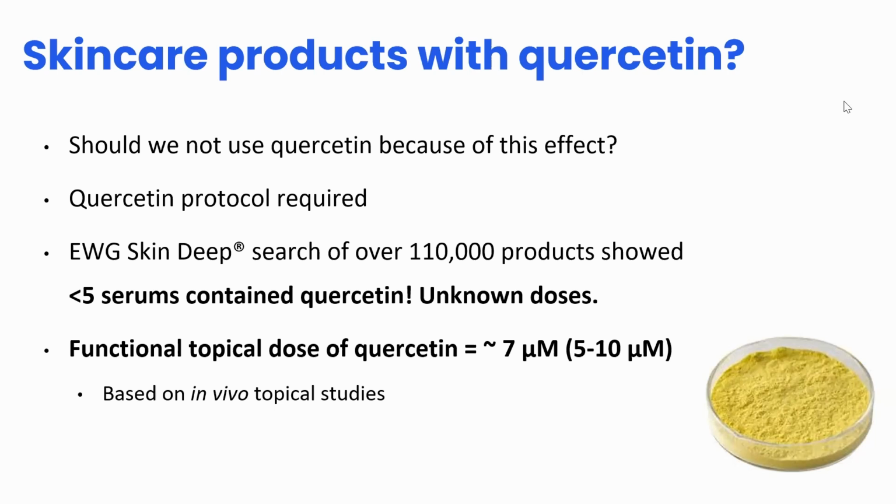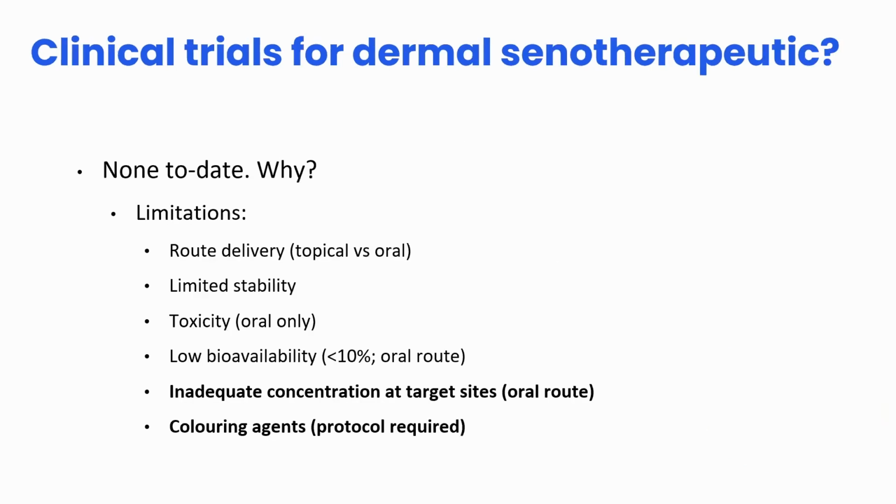And if they do, they probably don't contain enough, or the functional dose of quercetin, to cause a meaningful effect on the skin. We have deduced that the functional dose of quercetin is around 7 micromoles, or between 5 and 10 micromoles, and that was based on in vitro topical studies. Now, to use these doses, you most definitely will get a reaction if you use the incorrect creams that follow that. And we will propose a solution to this.